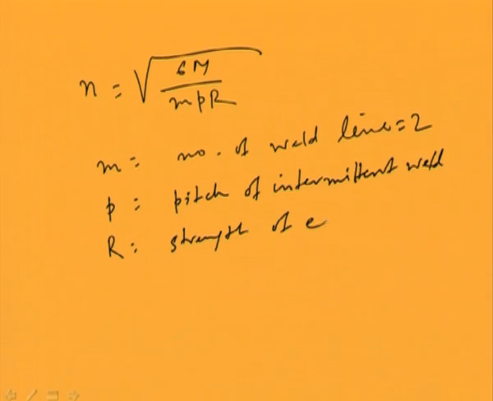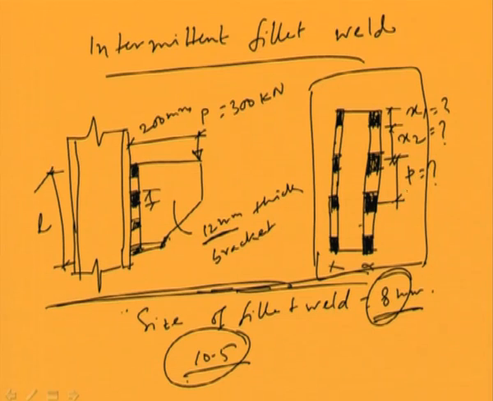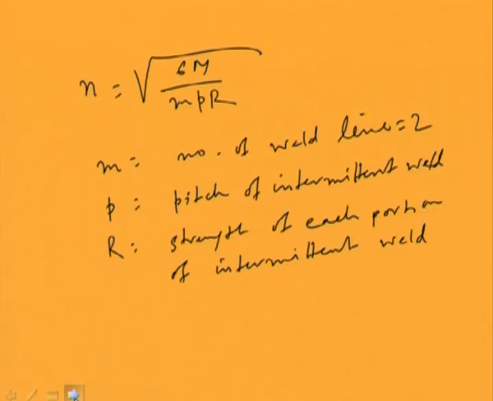Strength of each portion of intermittent weld. Okay. So what we are seeing, the pitch we have to find out, x1 we have to find out, and R is nothing but the strength of each fillet weld, means each intermittent weld. Okay. So these we have to first decide.